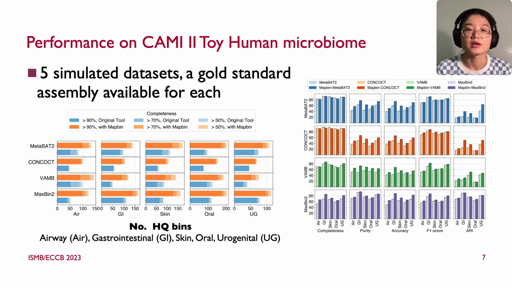And I used only the read pairing mode of Mapbin because I have no assembly graph. In the high quality bin plot on the left, the blue bars are the originals, and the oranges are when they are used with Mapbin. And on the other plots, the lighter shades are originals, and the darker ones are Mapbin. So you could notice there is a significant increase for all the 6 metrics and for all the tools. Compared to the previous one, it is breathtakingly better.